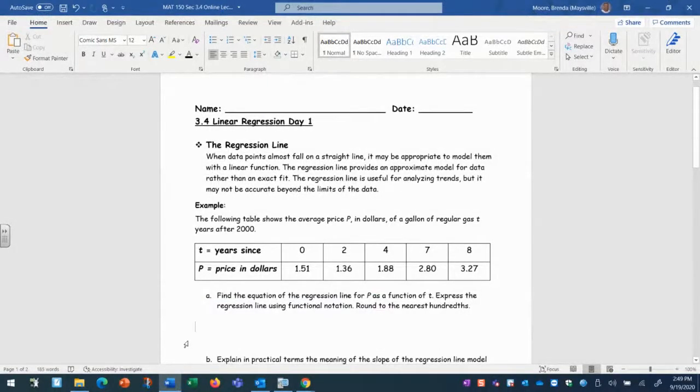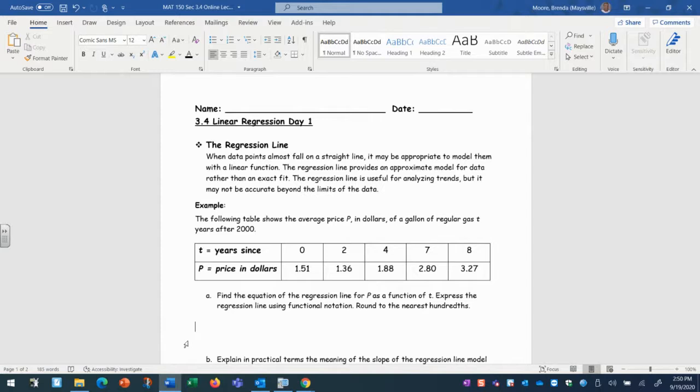3.4 Linear Regression. Today, I'm going to show you how to use your graphing calculator to find your linear regression line. We use the regression line when our data points almost fall on a straight line. The following table shows the average price P in dollars of a gallon of regular gas T years after 2000. Find the equation of the regression line for P as a function of T. Express the regression line using functional notation.